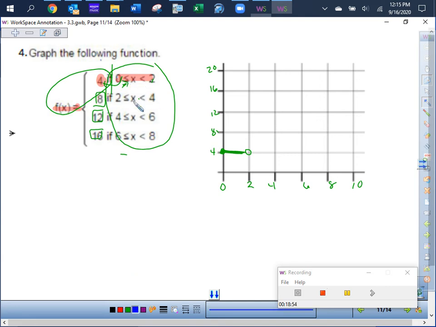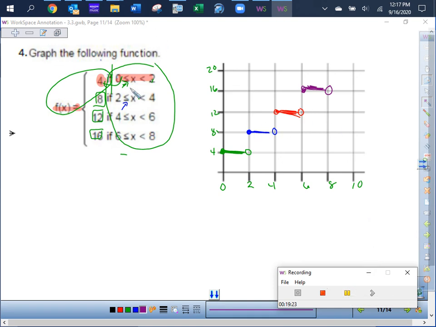But if I go to the next step, y is supposed to equal 8 between 2 and 4. So 2 counts. So if I go to 2, 8, I have to put a closed dot there because this had an equal to bar. And then I got to go all the way over to 4, 8, but it's got an open dot. And everything in between there, if you pick 3 and put it in, it's going to give you a y value of 8 back. If you pick 3.6, it's going to give you a y value of 8 back. Make the rest of these steps for me, please.